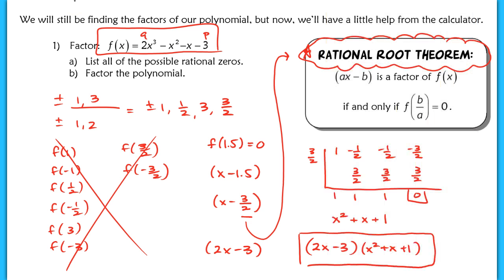Now again, we can double check our answer to make sure it's reasonable. If we multiply 2x times x squared, we end up with 2x cubed, and if we multiply our constants, -3 and 1, we end up with -3 here. So this is definitely a reasonable answer, and this is the factor form of this particular polynomial.